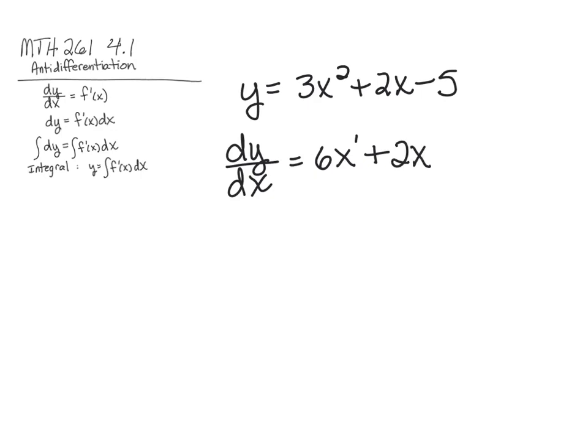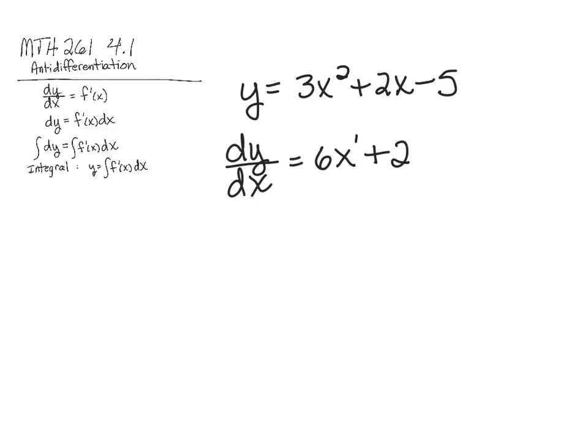And now what's the power on x? Up here the power was 1. When you subtract 1 from that, you get x to the 0. Well, what's x to the 0? x to the 0 is just 1. So it's not there anymore.